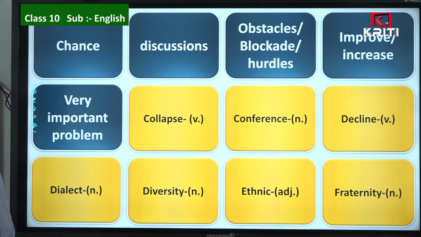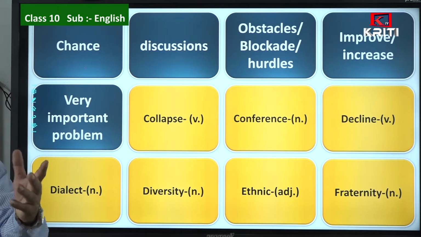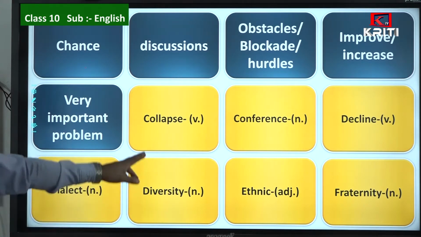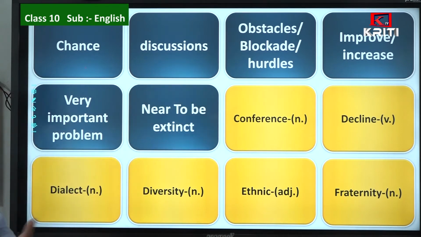What does that mean? Five people collapsed their lives in an accident. Collapsed. Did you guess what the meaning of the verb collapse is? Let's see what it is. Near to be extinct. Collapse. Near to get lost, that is collapse. Collapsed, everything lost.